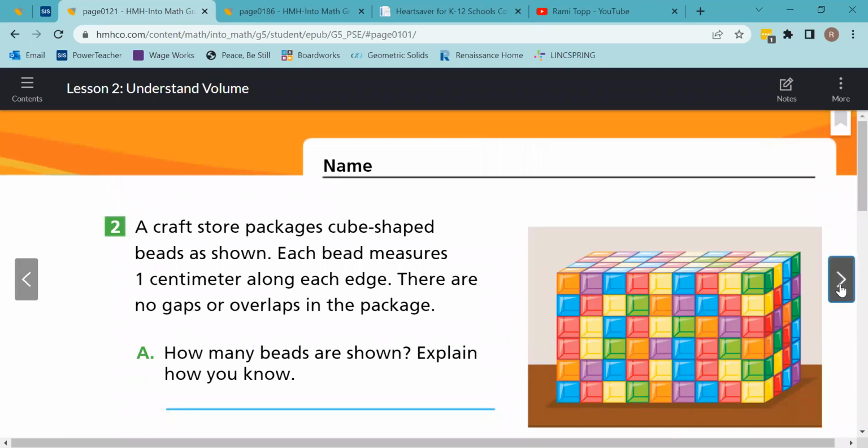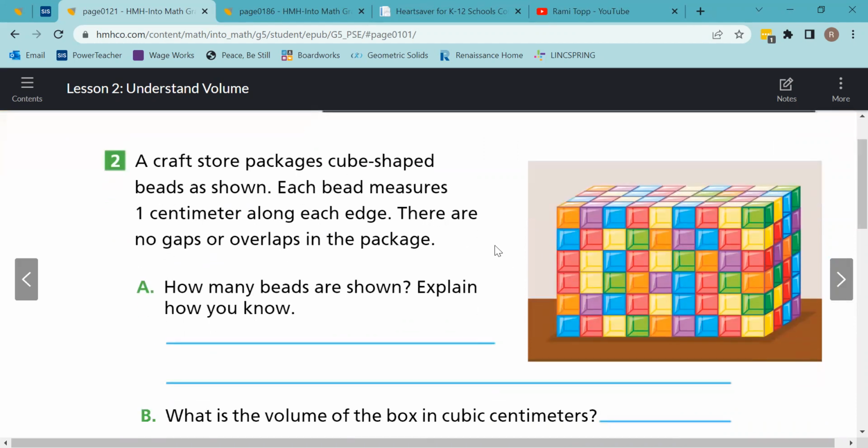Page 101, number 2. A craft store packages cube-shaped beads as shown. Each bead measures 1 centimeter along the edge. So instead of saying units, they give us an actual measurement this time. There are no gaps or overlaps. How many beads are shown? Explain how you know. Well, let's count them.